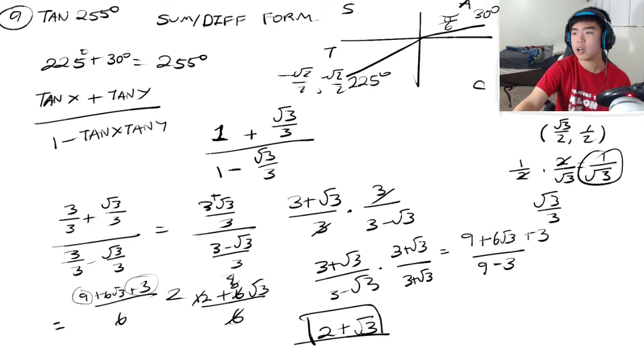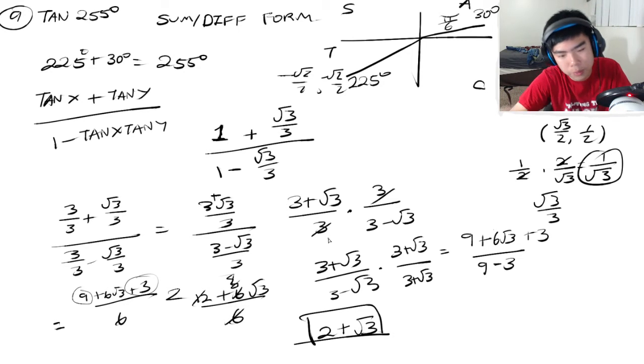Alright, so that's number 9, 2 plus rad3. If you don't know how to do it, rewind.